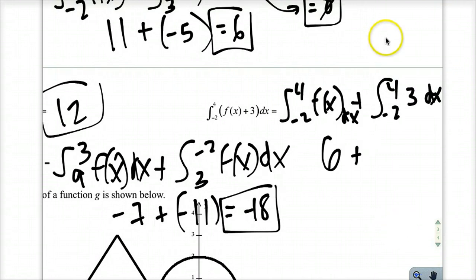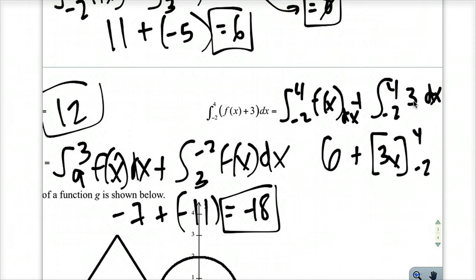Now some of you may be wondering, what do I do with this negative 2 to 4 of 3? Well, this is just a simple antiderivative problem. The antiderivative of 3 is 3x. So I'll write it like so, like what we did in the beginning of the notes. And then I'm going to plug in 4, plug in negative 2, and subtract the answers.